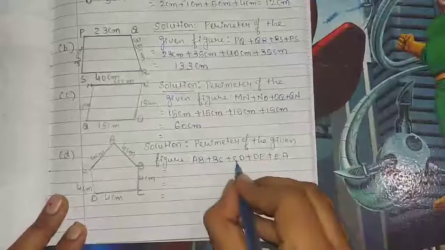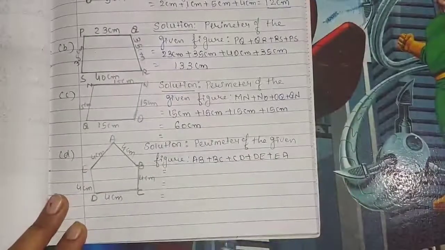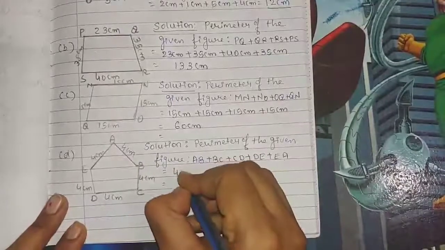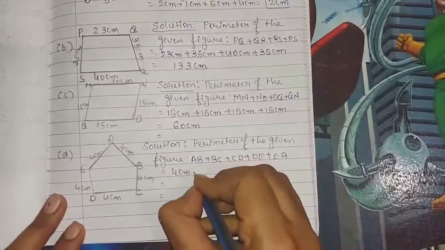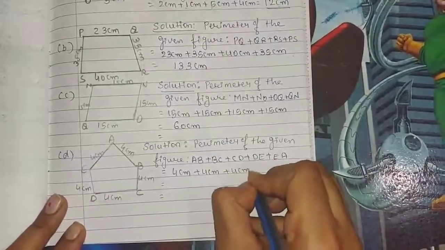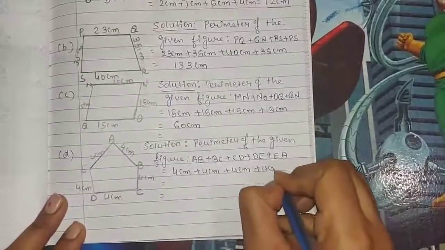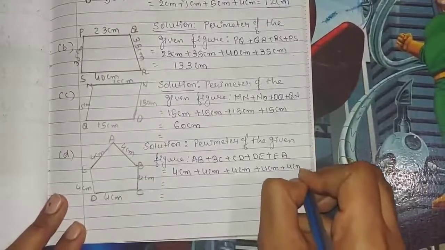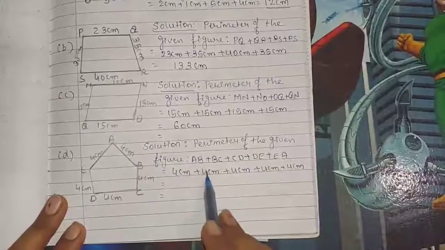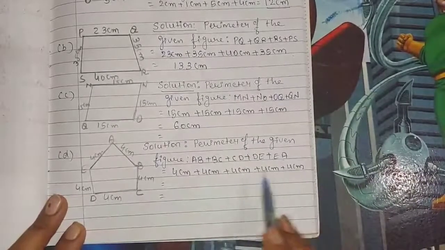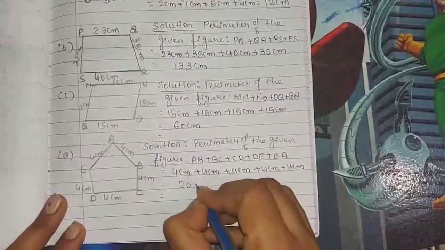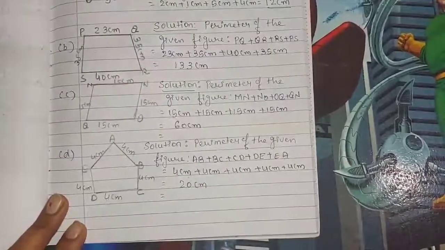Here 5 sides will be there because in this figure 5 sides are there, and all 5 sides are 4 centimeters. So we will add 4 centimeter plus 4 centimeter plus 4 centimeter plus 4 centimeter plus 4 centimeter. Now 4 centimeter is how many times? 1, 2, 3, 4 and 5 times. So 4 fives are 20 and the unit is what, children? Centimeter. So we will write 20 centimeter.